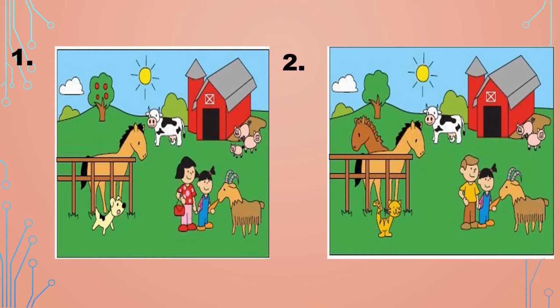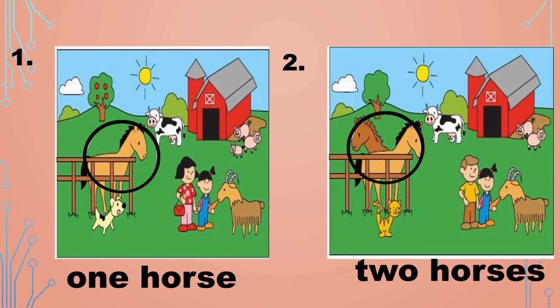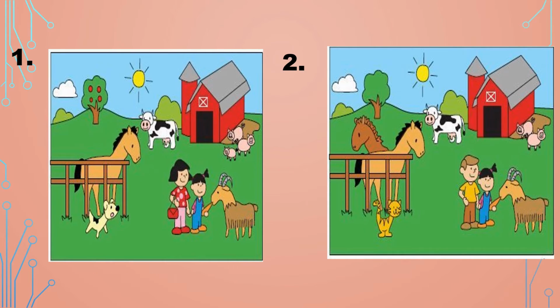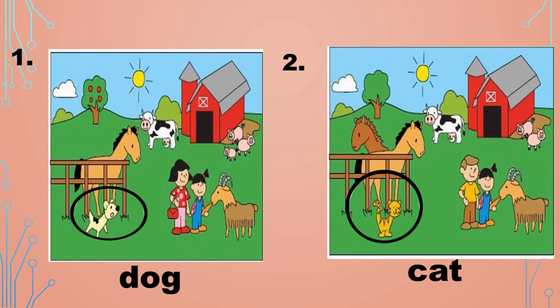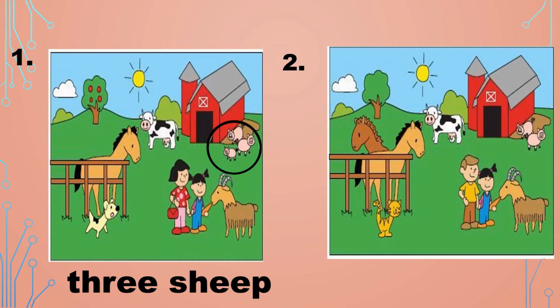Now students, look at this example. In the first picture you can see one horse, whereas in the second picture you can see two horses. Now students, you can see in the first picture in front of the horse stable there is a dog, whereas in the second picture in front of the horse stable there is a cat. Now students, look at the sheep in both the pictures. In the first picture you can see there are three sheep, whereas in the second picture you can see there are two sheep.